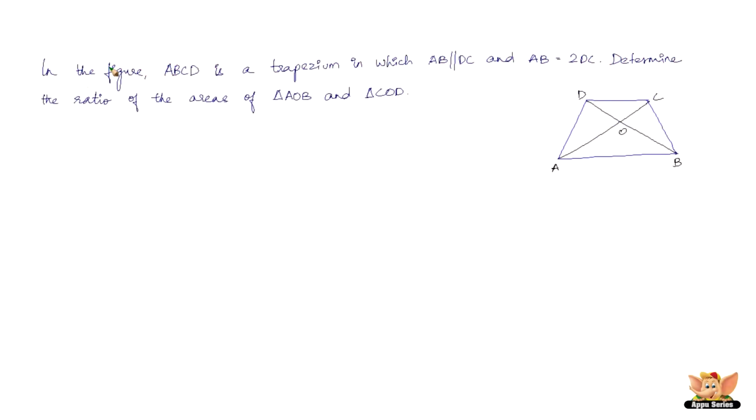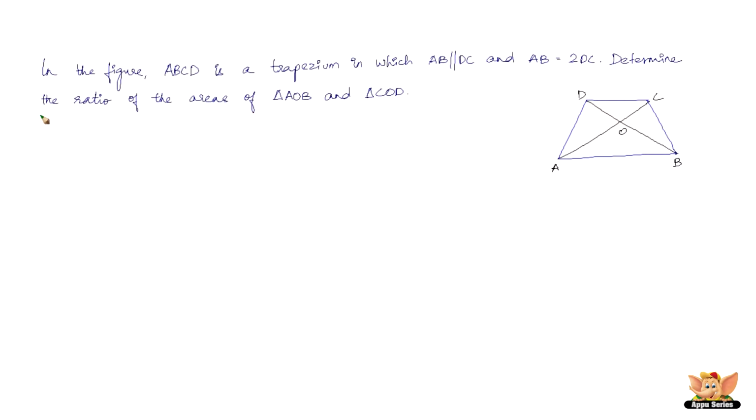So we've got another question which reads like this. In the figure shown here, ABCD is a trapezium in which AB is parallel to DC. That's the property of a trapezium. And AB is 2 times DC, or DC is half of AB. Determine the ratio of the areas of the triangle AOB and triangle COD.